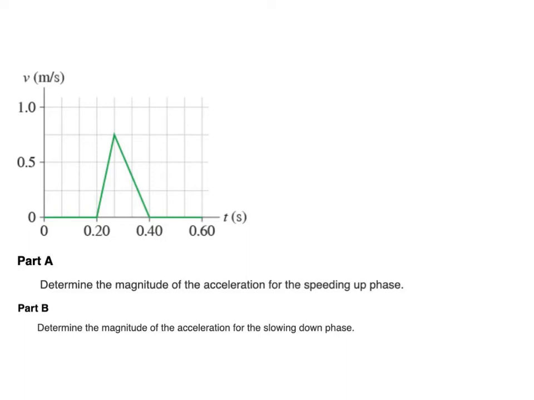What's shown here is the blood flow of an aorta during a pulse, during a heartbeat. Part A says find the magnitude of the acceleration for the speeding up phase of this. And part B says find the magnitude of the acceleration for the slowing down part. So on a velocity time graph, we know that the acceleration is the slope of the VT graph.